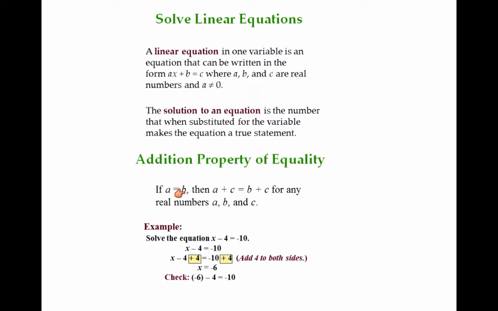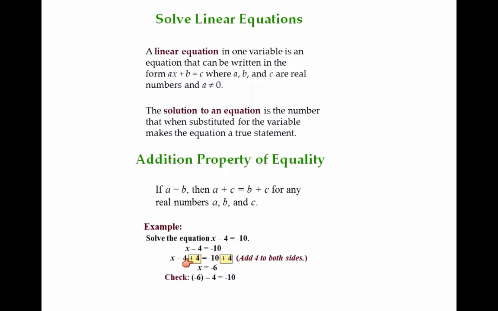Addition property of equality: if a is equal to b, then a plus c is equal to b plus c. This is a really, really important property that allows us to solve equations. It says if a is equal to b, then I can add any number to both sides of the equation. So this would be a good example here. x minus 4 is equal to negative 10. If I want to solve this for x, I need to isolate x.